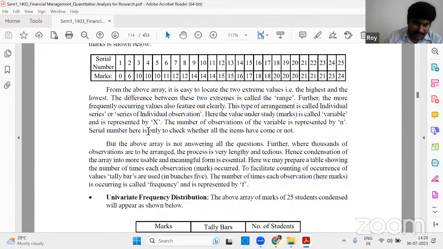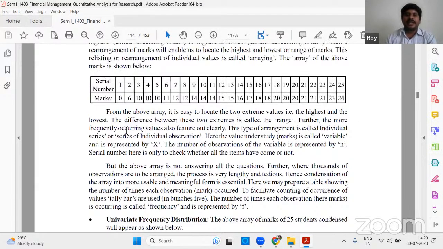Now, the above array is not answered. From the above array, it is easy to locate the two extreme values, that is the highest and the lowest. Yes, we can. The difference between these two extremes is called the range. We know this. Further, the more frequently occurring values are also figured out clearly. This type of array is called an individual series or series of observations.